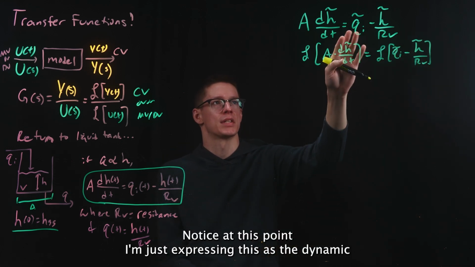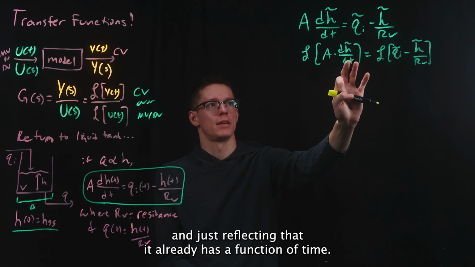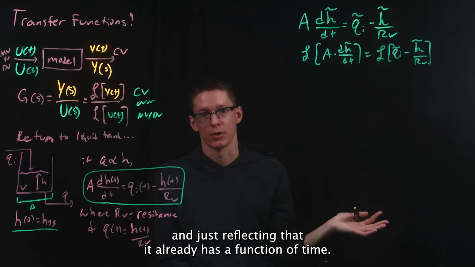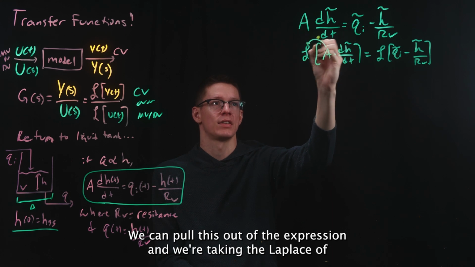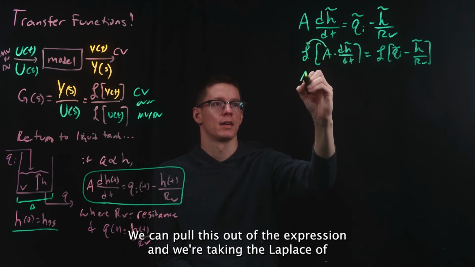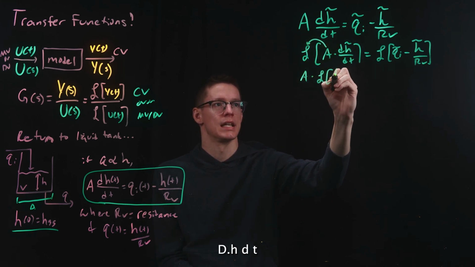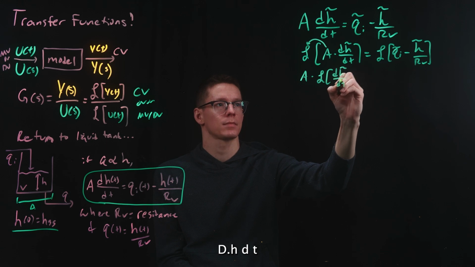Notice at this point, I'm just expressing this as the dynamic and just reflecting that it already has a function of time. So area is constant. We can pull this out of the expression, and we're taking the Laplace of dH dt.